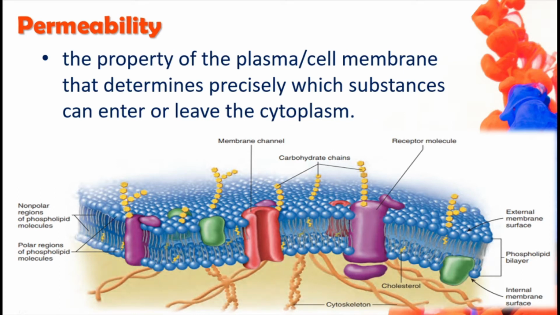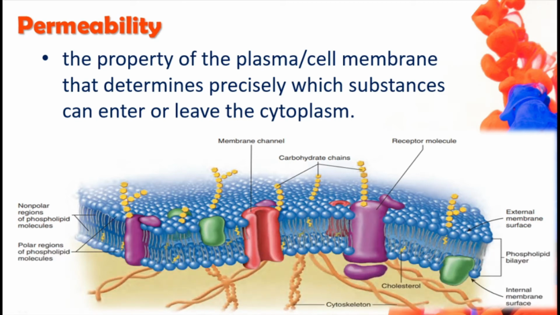It is the property of your plasma membrane or your cell membrane that determines precisely which substances can enter or leave the cytoplasm. As you can see in the picture here, this is what we call your fluid mosaic model. This model describes the arrangement of different molecules in your cell membrane or plasma membrane. As you can see here, there is a phospholipid bilayer.